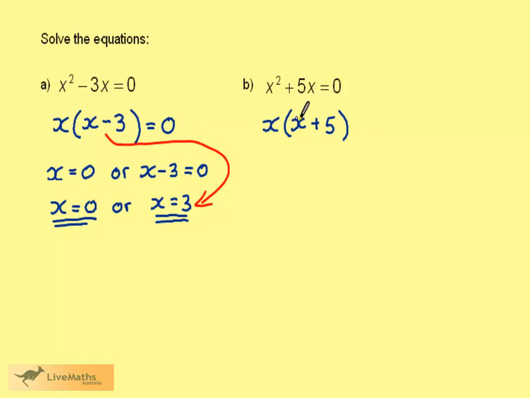Just check. X times x is x squared. X times plus 5 is plus 5x. And this is equal to 0. So x is equal to 0, and using the shortcut mentioned, x would be equal to minus 5.